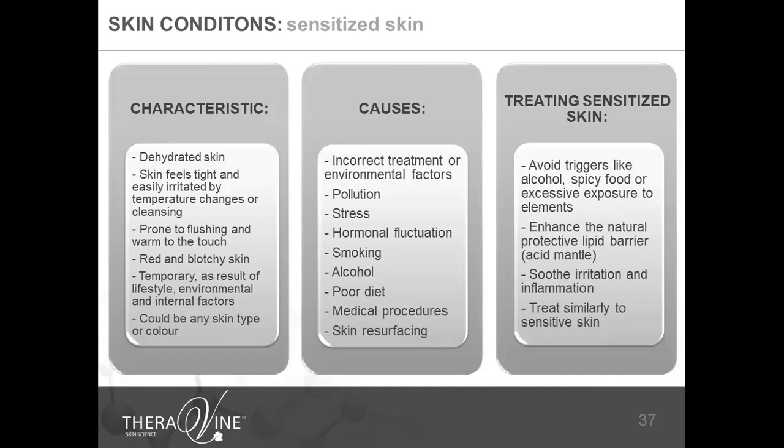And most clients aren't a true sensitive skin. They're really just sensitized. So if we look at the characteristics, they can be dehydrated, the skin feels tight and can easily be irritated by temperature changes, they're prone to flushing and it can feel quite warm to the touch, red and blotchy, and it's really temporary due to being outside in the sun or skiing, and it can really be any skin type, any skin color, anybody can become sensitized.